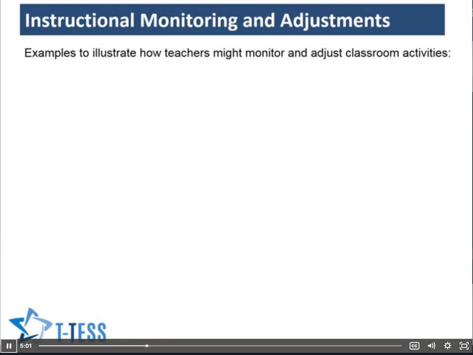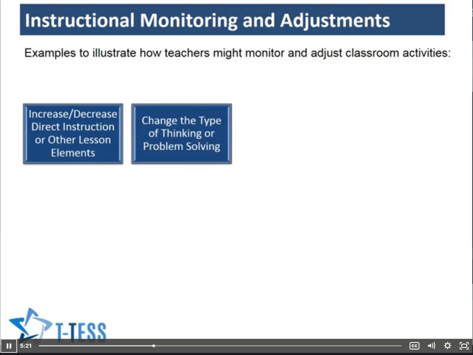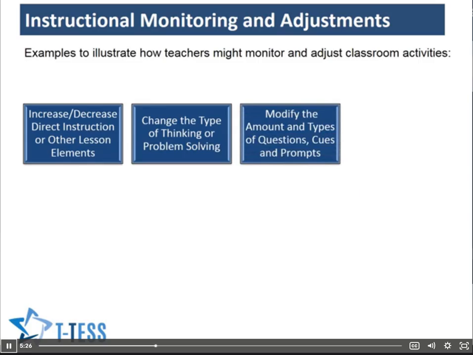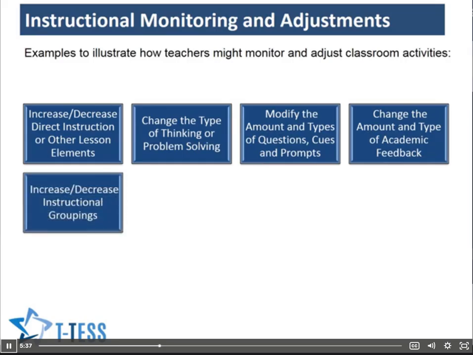Thinking about instructional monitoring and adjustments and how those occur during instruction, let's now look at some examples that illustrate how teachers might monitor and adjust classroom activities. We may see that they increase or decrease direct instruction or other lesson elements. They change the type of thinking or problem solving that's happening during instruction. They modify the amount and types of questions, cues, and prompts. They change the amount and type of academic feedback. They increase or decrease instructional groupings.